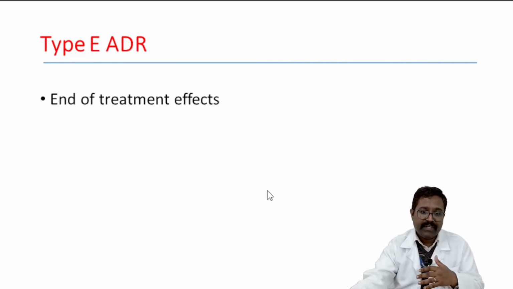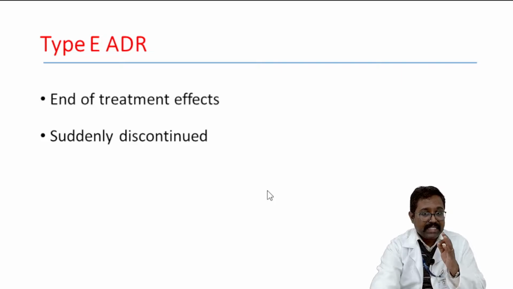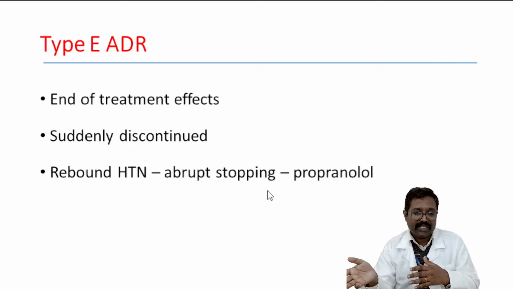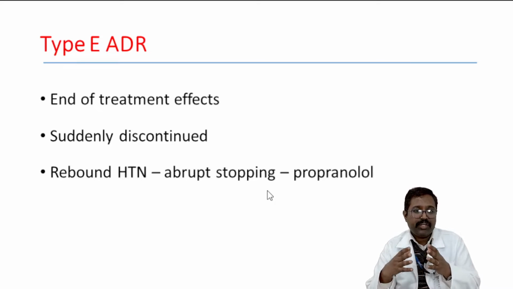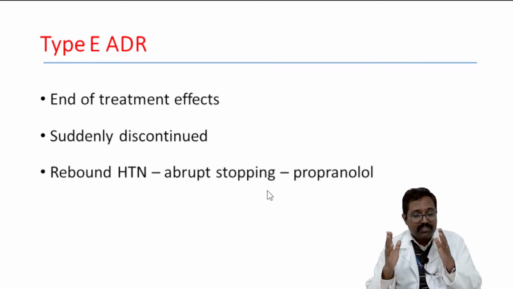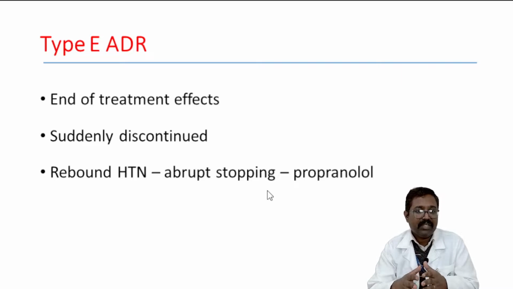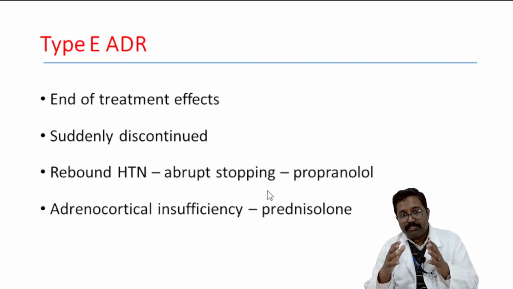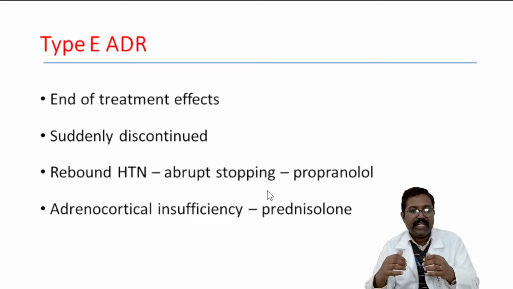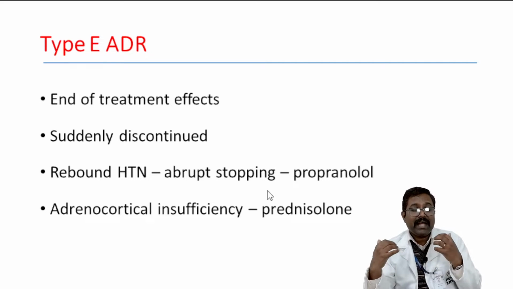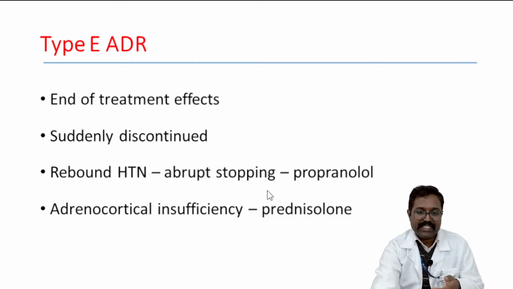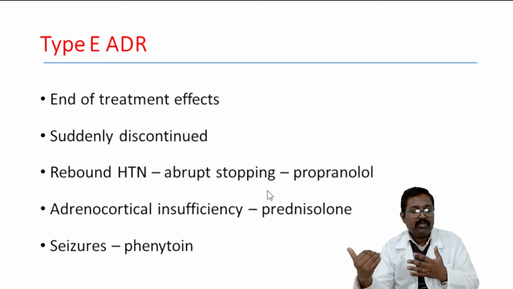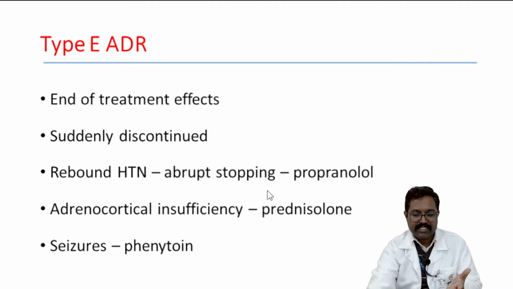E stands for end of treatment effects. Whenever you suddenly stop any kind of drug, it can lead to a dangerous effect. You are giving propranolol or any antihypertensive drug. If you suddenly stop any antihypertensive drug, there will be rebound hypertension. And whenever you stop prednisolone or corticosteroids immediately or abruptly, it can lead to adrenocortical insufficiency. And phenytoin withdrawal, which is an anti-epileptic drug, can lead to precipitation of seizures.